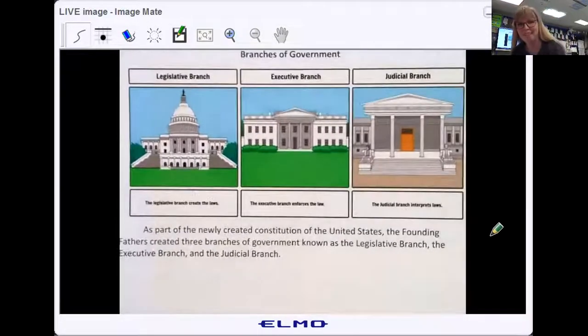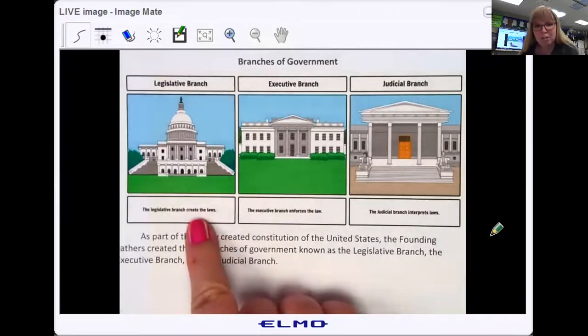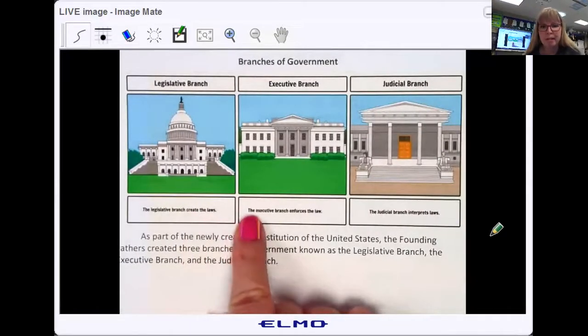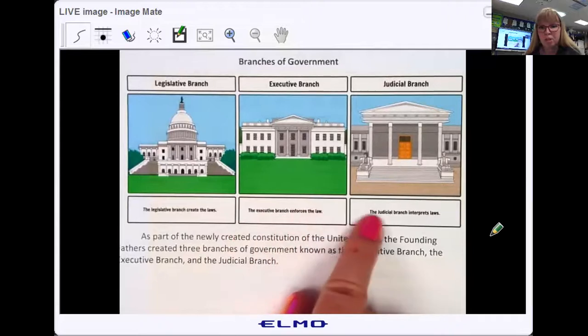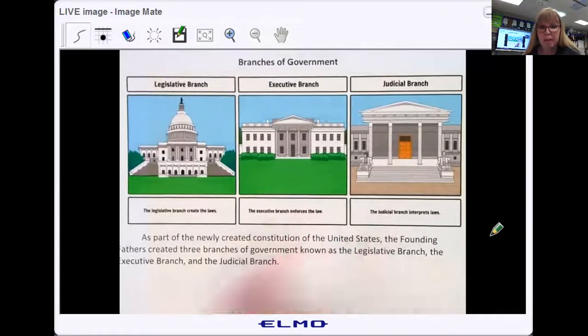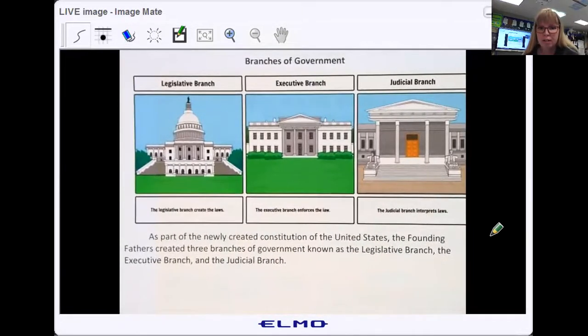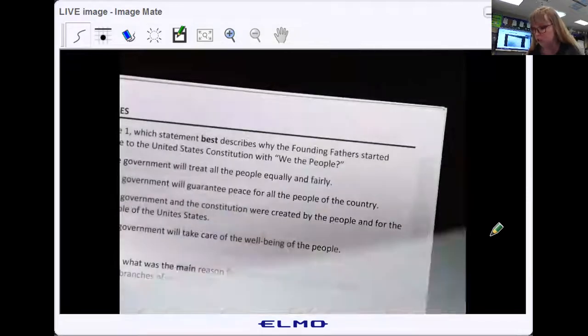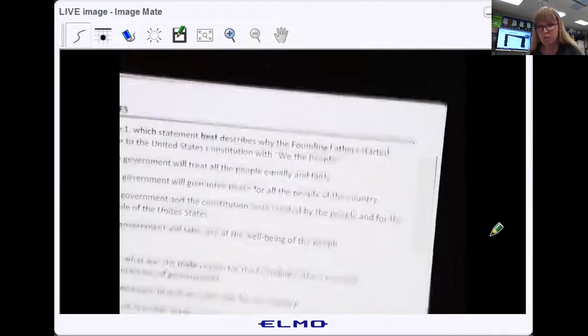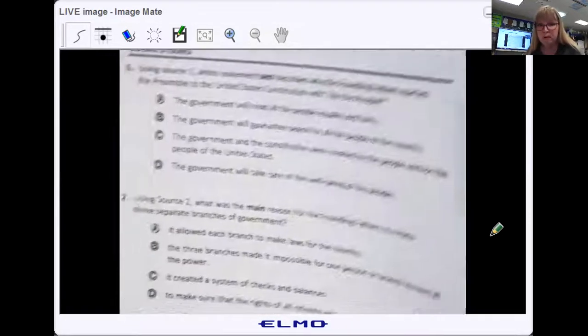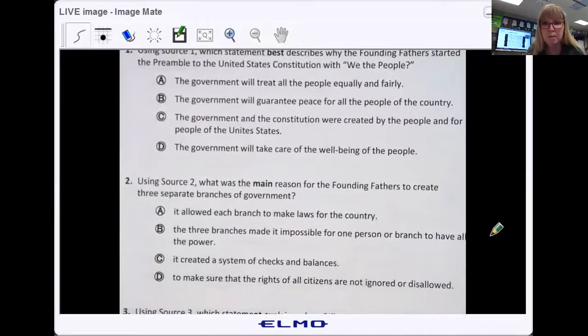Branches of government. Legislative branch creates the laws. Executive branch enforces the law. Judicial branch interprets the law. As part of the newly created Constitution of the United States, the founding fathers created three branches of government known as the legislative branch, the executive branch, and the judicial branch. Using source two, what was the main reason for the founding fathers to create three separate branches of government?